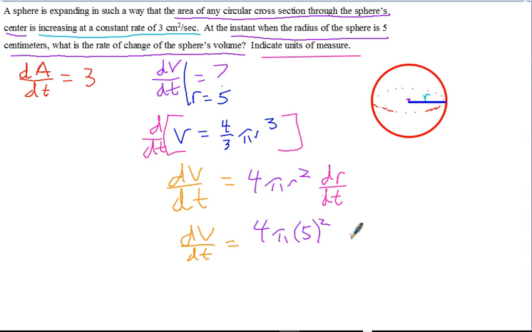Since we're missing dr/dt, let's see what we can do to figure it out by utilizing the fact we know dA/dt is 3. Well, that represents the rate of change of the area of the circle. We know the area of the circle formula is just pi r squared.